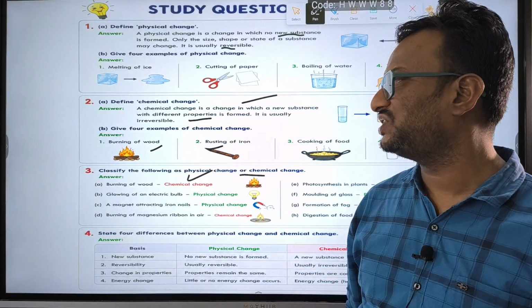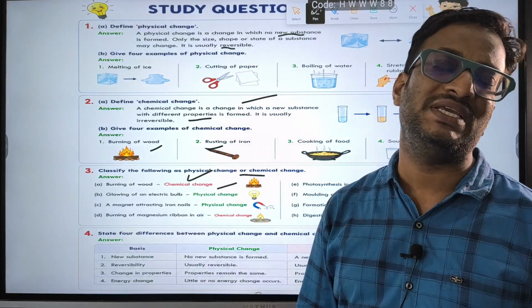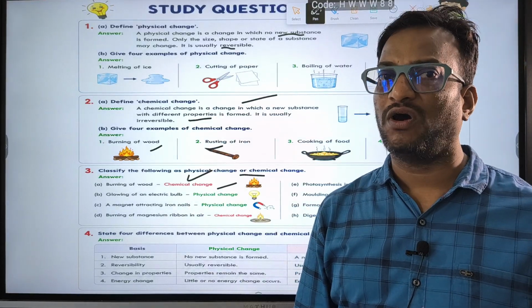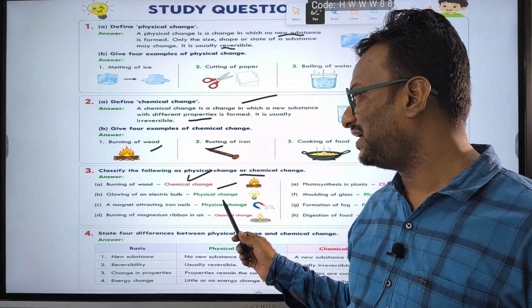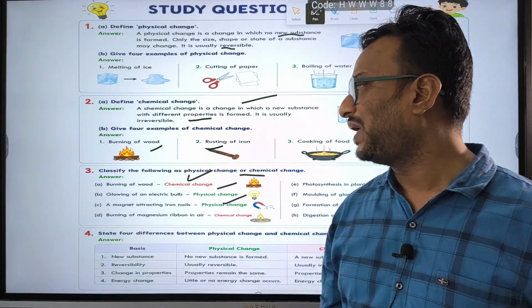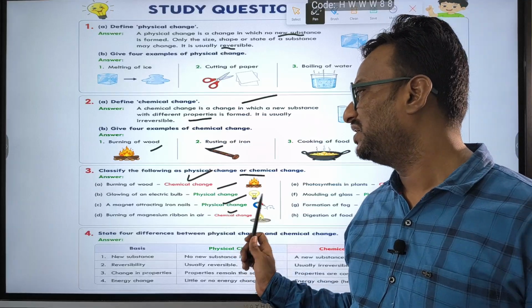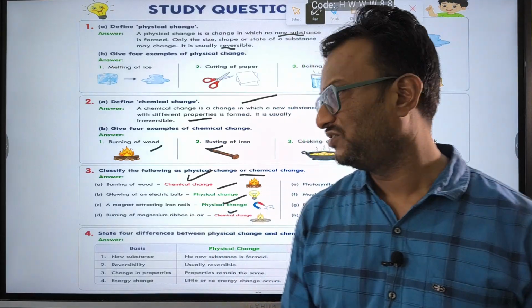Classify the following as physical and chemical changes. Burning of wood is a chemical change. Glowing of an electric bulb is a physical change because we can switch it off and on. A magnet attracting iron nails is a physical change. Burning of magnesium ribbon in air is a chemical change.